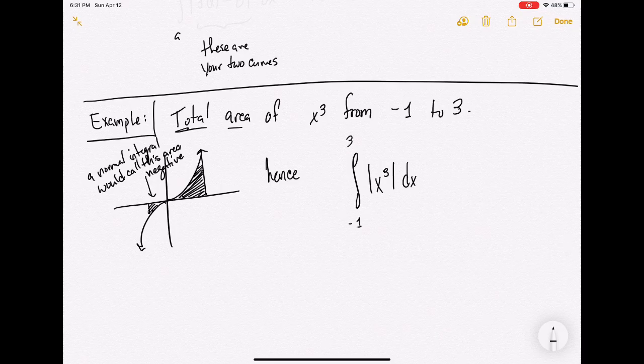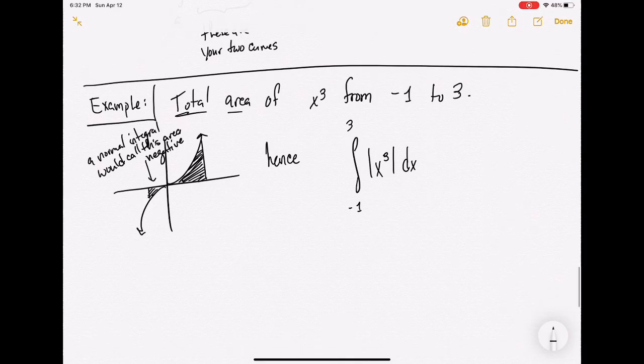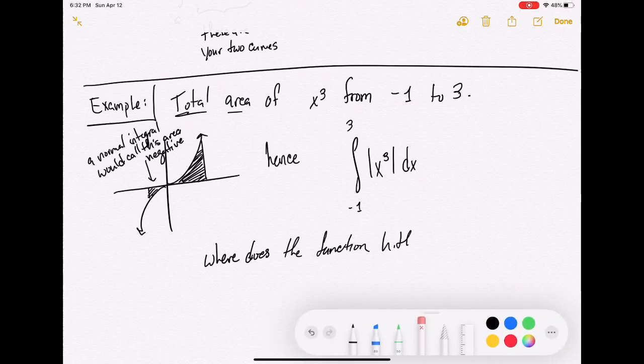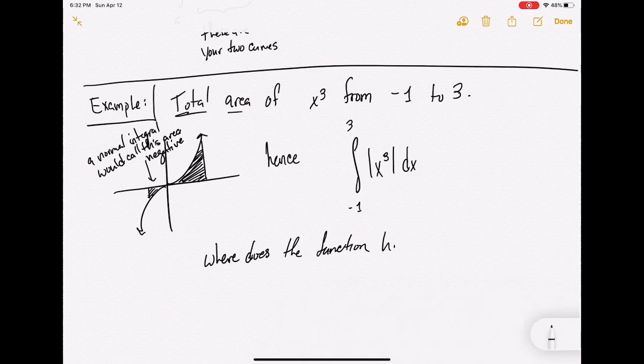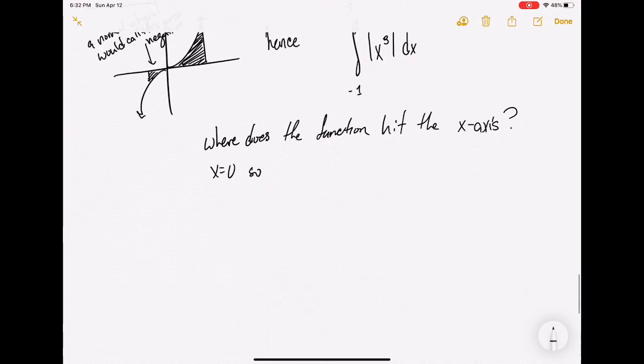And what happens is we just ask ourselves, where do the curves intersect? And remember what our second curve is. Our second curve is the x-axis. So where does the function hit the x-axis? And the answer is at x equals 0. So we split the integral there.